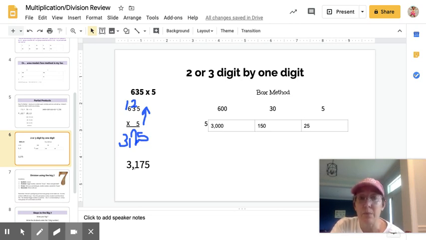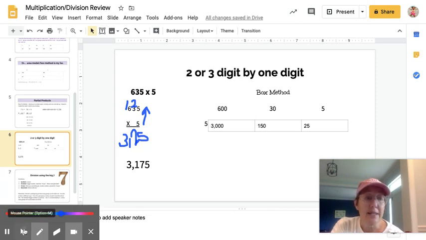I know it's not neat, but basically what you're doing with the traditional algorithm, the traditional way of multiplying 2 or 3 digit by 1 digit, is you're taking 5 and multiplying it by 5, 3, and then 6. And you're carrying the other number at the top and adding it together. So that is our short and quick multiplication review.